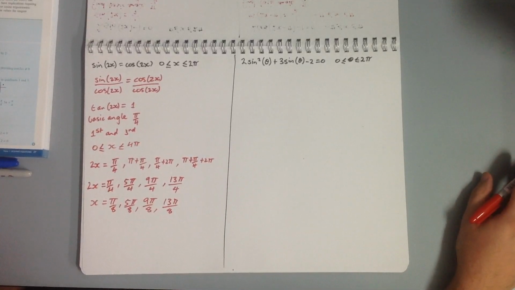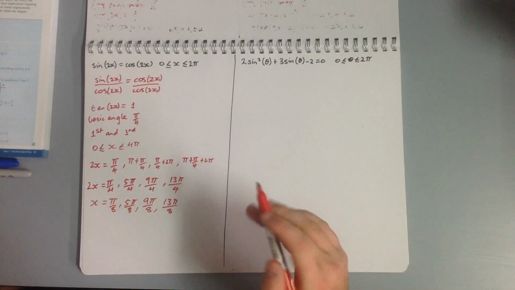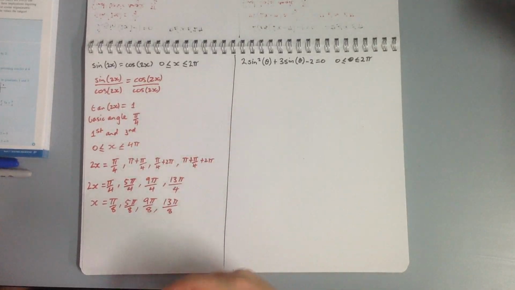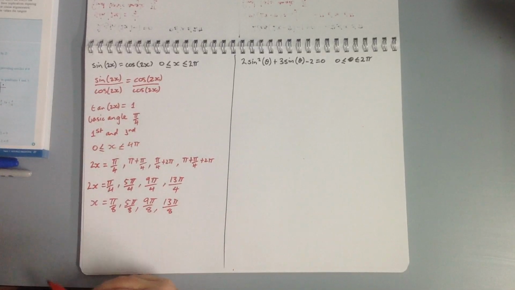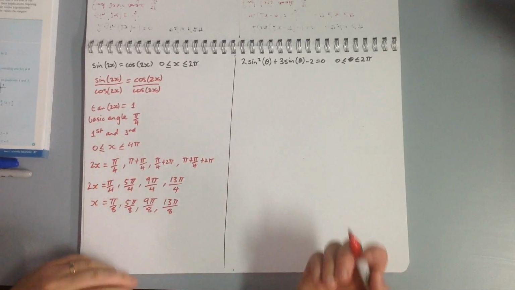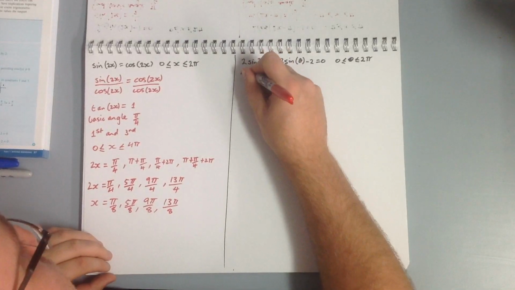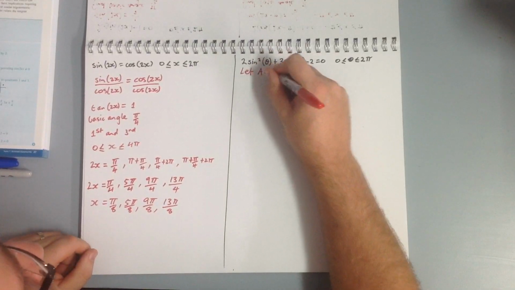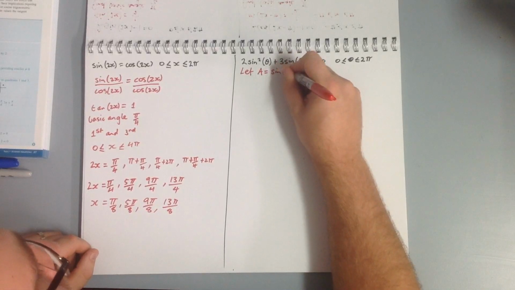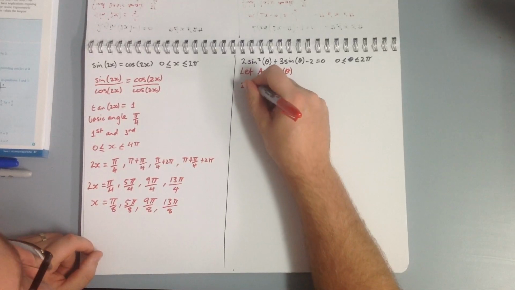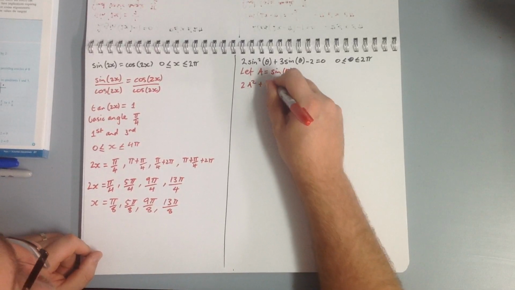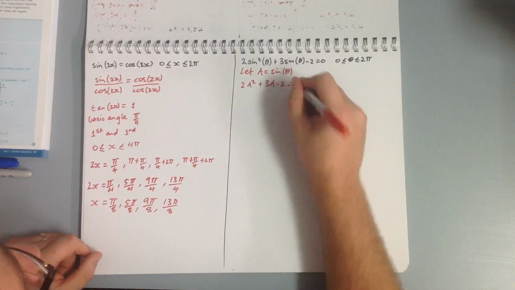Again, this one can look a bit daunting, but there's a really good technique, and whether it's in the form of a trig question or an exponential type question, I'd almost guarantee there's going to be a question like this on the exam. So we've got 2 sine squared theta plus 3 sine theta take 2 equals 0. First thing we need to do for a question like this is let a equal sine theta. Because when we rewrite the equation we get 2a squared plus 3a take 2 equaling 0.